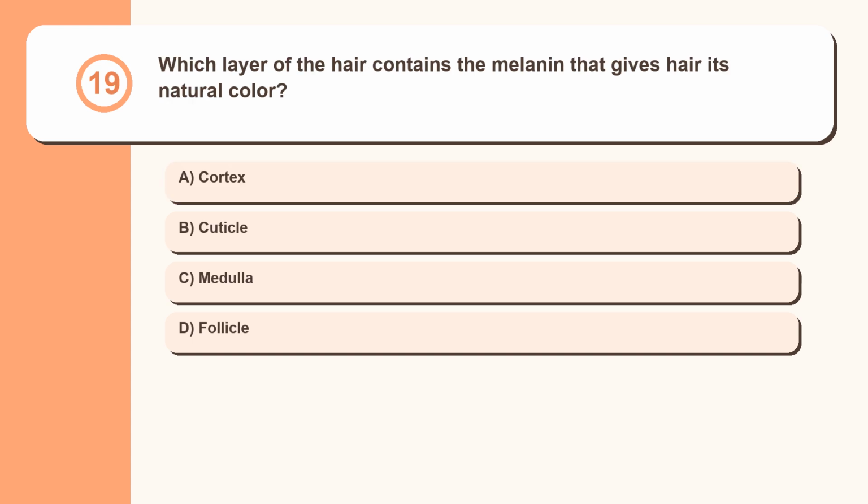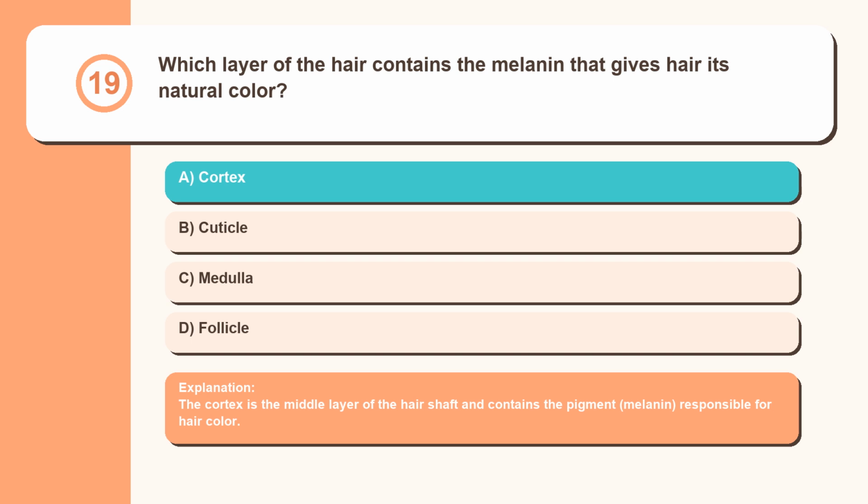Question 19. Which layer of the hair contains the melanin that gives hair its natural color? Cortex, cuticle, medulla, follicle. The cortex is the middle layer of the hair shaft and contains the pigment, melanin, responsible for hair color.